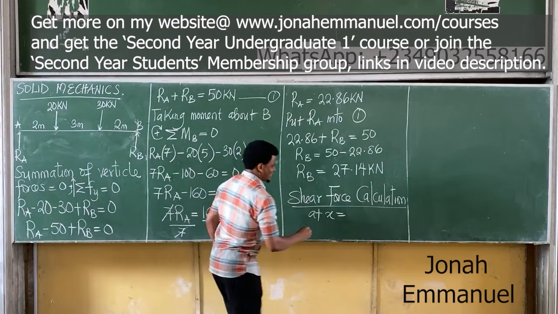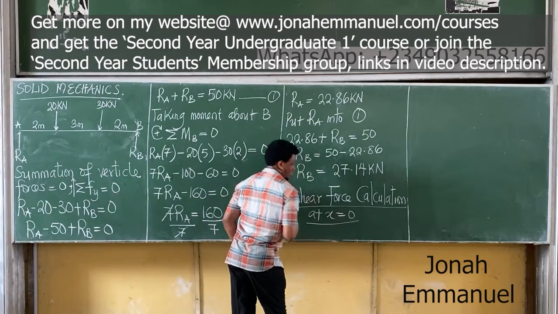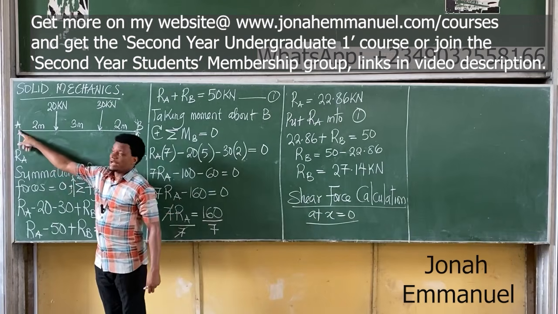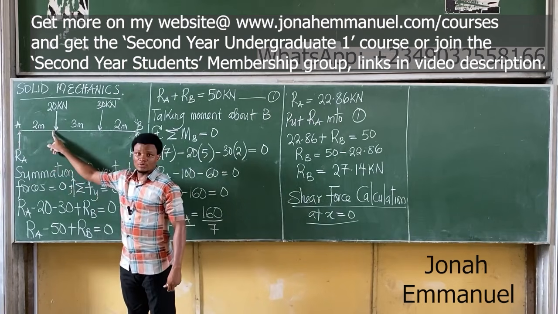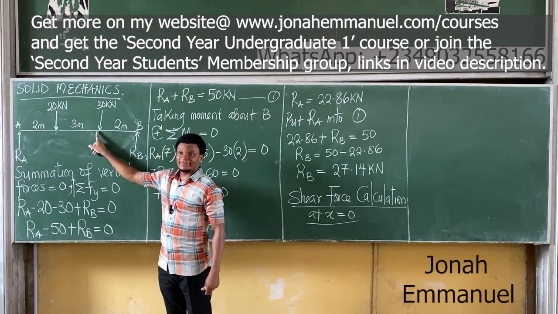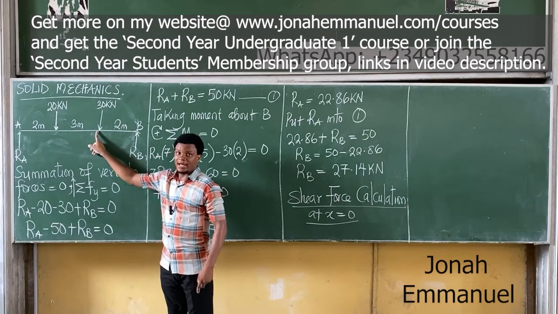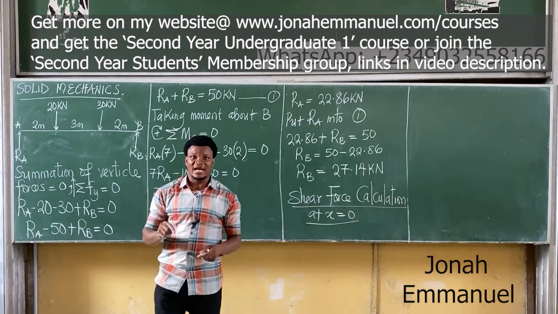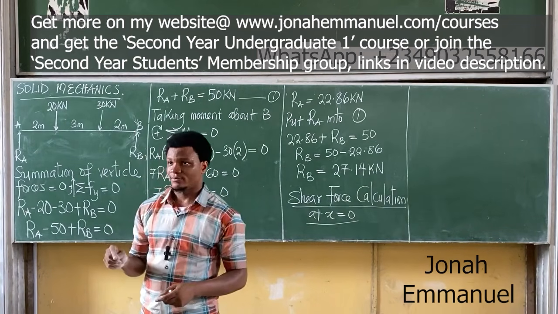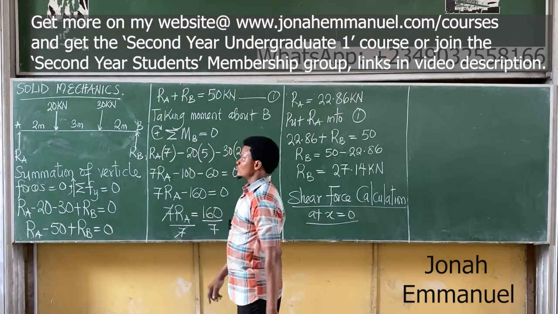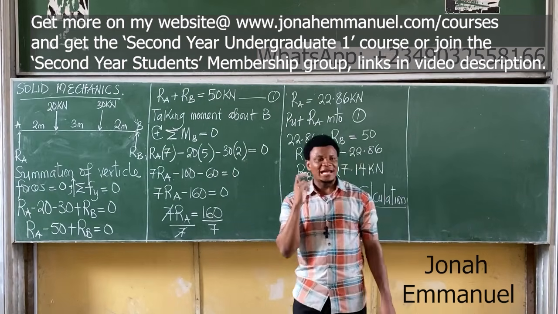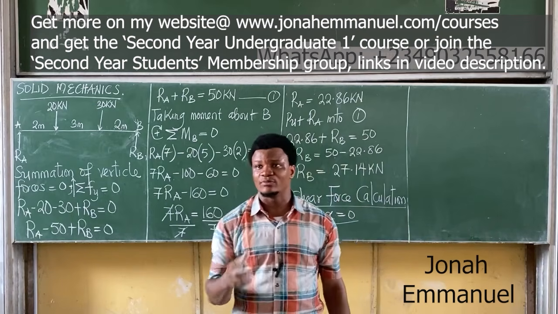So I will take at x equal to 0, at x equal to 2, at x equal to 5, 2 plus 3, and at x equal to 7. Why? That's where I have the point loads. Again, listen. At that point, the concept is simple.